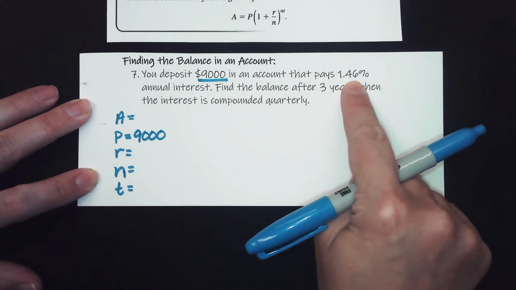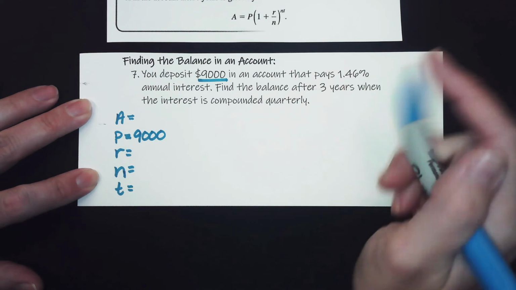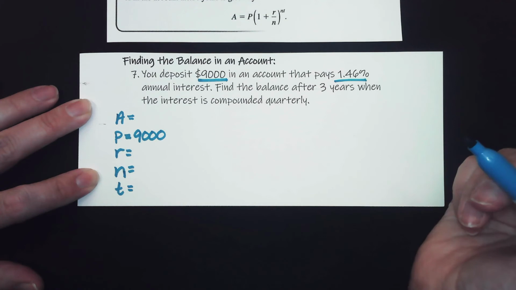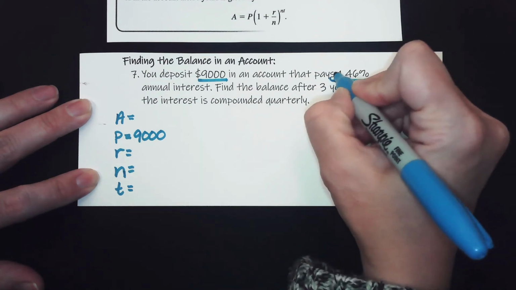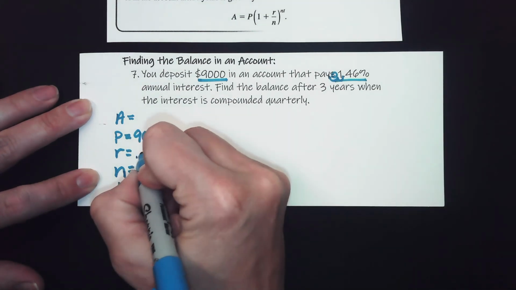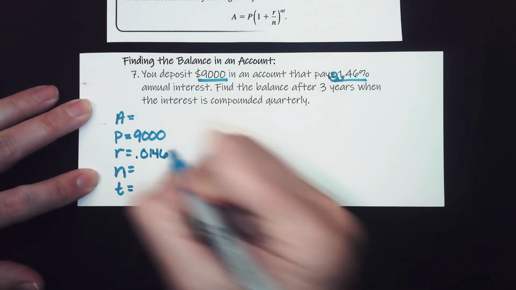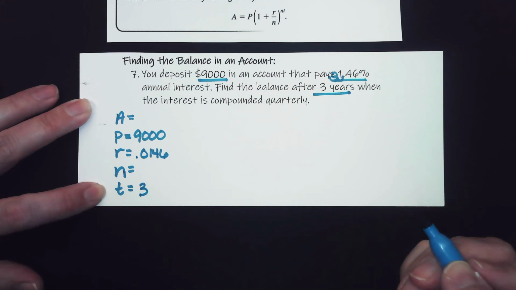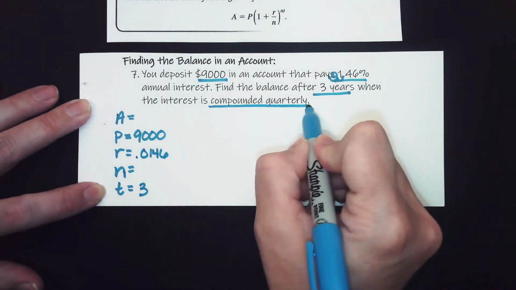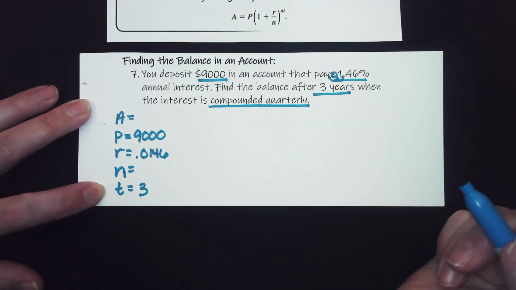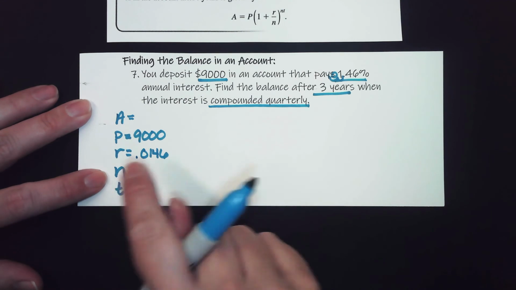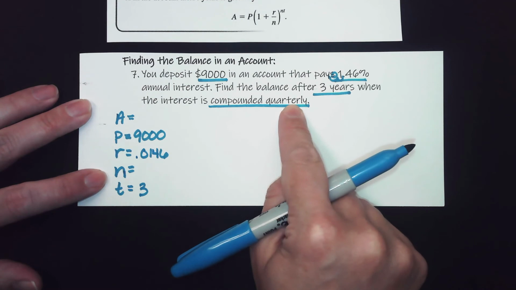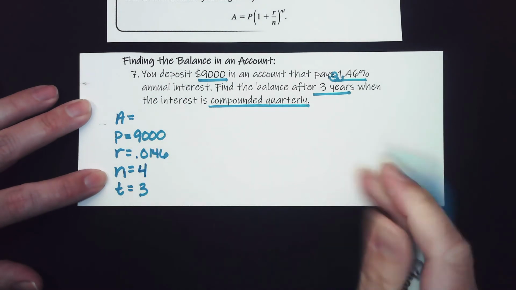It pays 1.46% annual interest. But I have to change that to a decimal, and you do that by moving the decimal 2 places to the left. So you go whoop, whoop. So obviously a 0 is going to be there. So my R is 0.0146. Find the balance after 3 years, so that's my time. And it's compounded quarterly. Okay, so when we figure out N, it's how many times in 1 year does that compound. And quarterly, you can just think of quarters. There's 4 quarters in a dollar, so that would be 4.